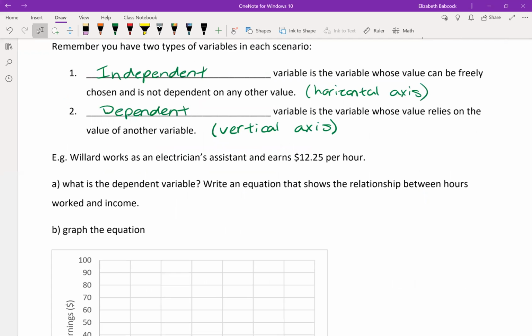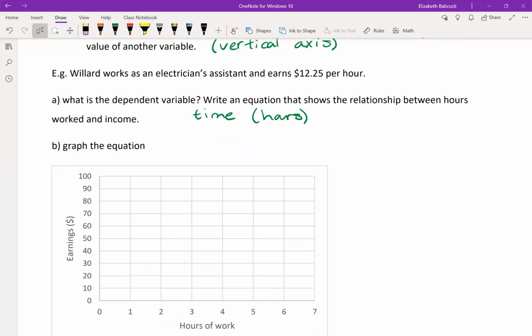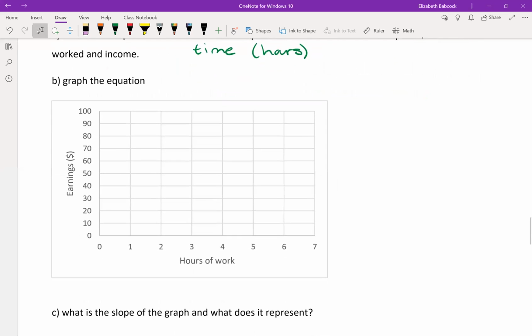Next, we have an example to show how to do these kinds of questions. Willard works as an electrician and earns $12.25 per hour. What is the dependent variable? Well, how much he makes. Time keeps going regardless. How much he makes is dependent on how much he works. So between hours worked and income, the independent variable is hours worked. You don't get paid if you don't work.